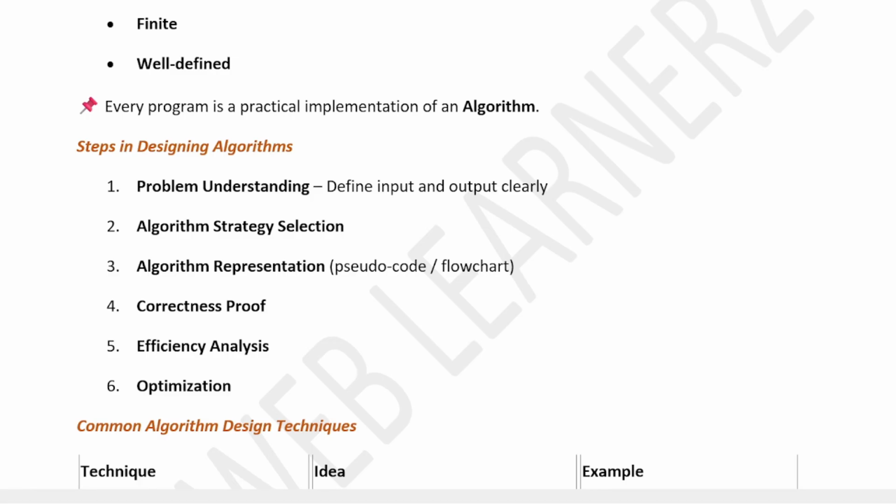After correctness, we analyze the efficiency. We check how much time the algorithm takes and how much memory it uses. This helps us to know whether the algorithm is practical or not. Finally, we optimize the algorithm. Optimization means improving the performance by removing unnecessary steps, using better logic, and reducing the memory usage.